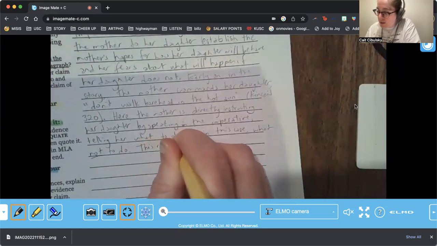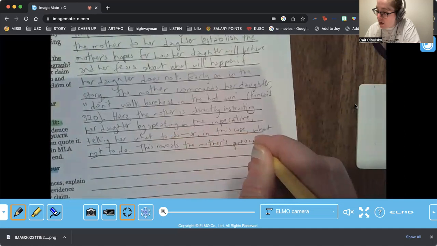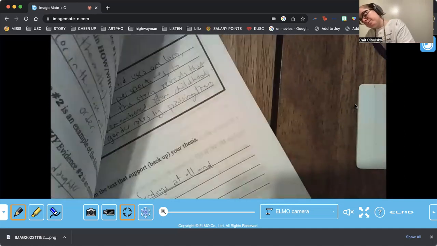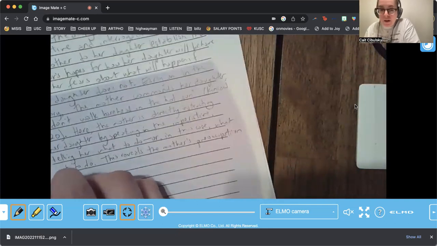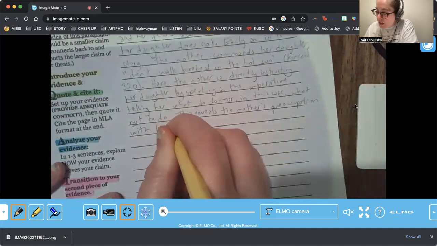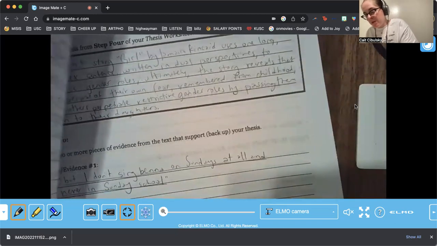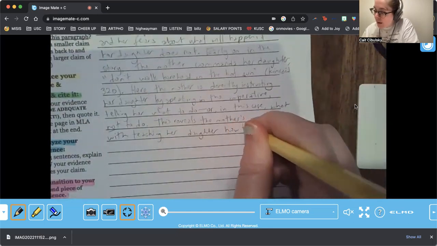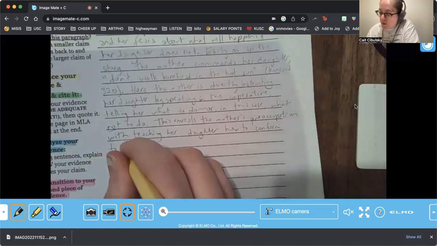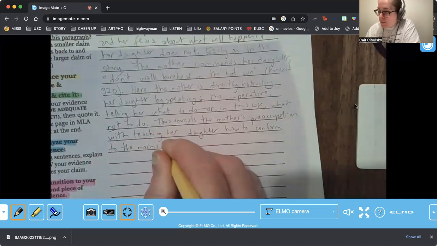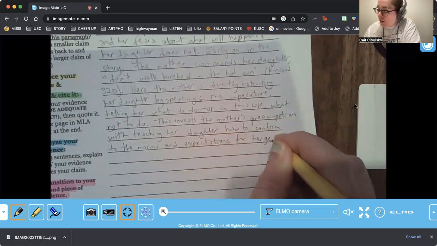This reveals the mother's preoccupation with teaching her daughter how to conform to the norms and expectations for her gender.